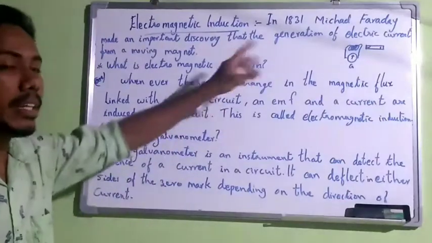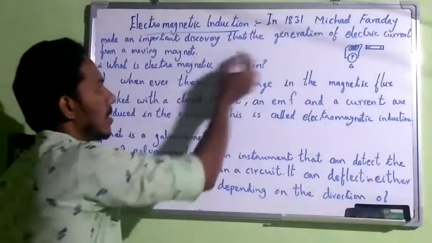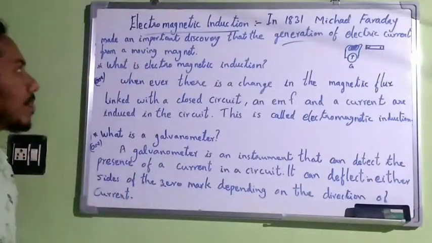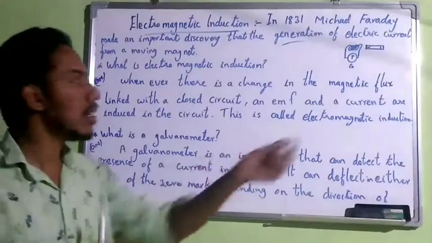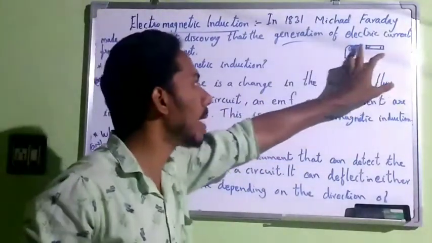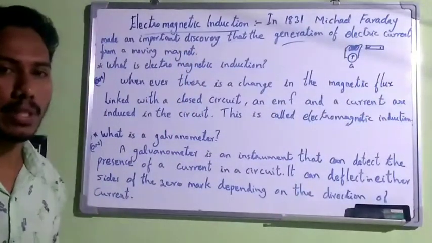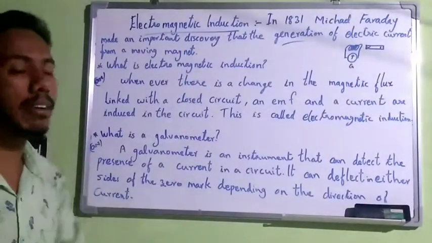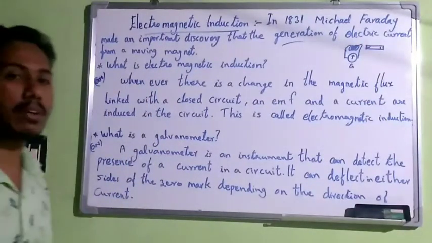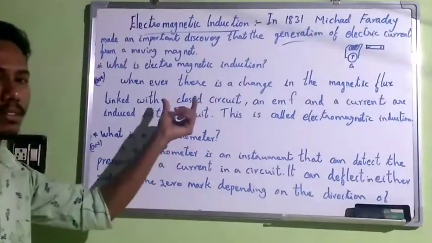In 1831, Michael Faraday made an important discovery: the generation of electric current from a moving magnet. A coil is linked with a magnet. When there is a change in these magnetic field lines, it produces current and induced EMF. It was discovered by Michael Faraday. Now, what is the statement of electromagnetic induction? We have to explain these things.